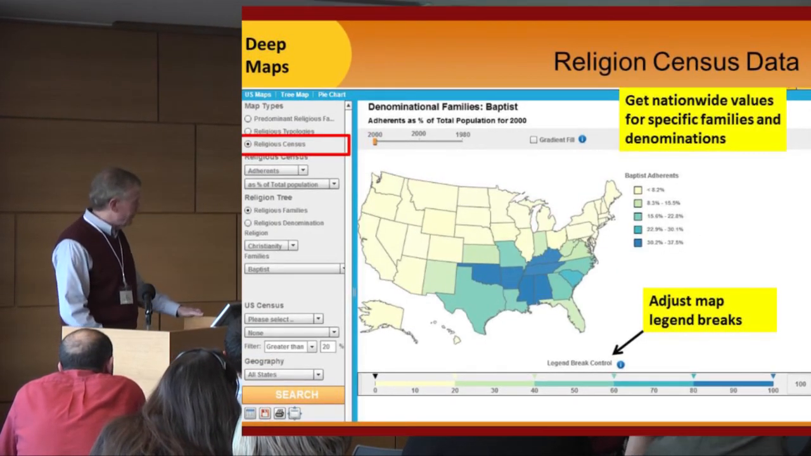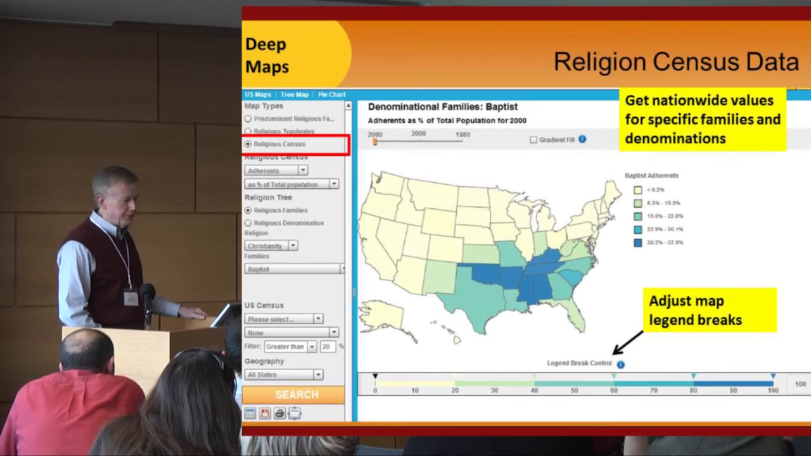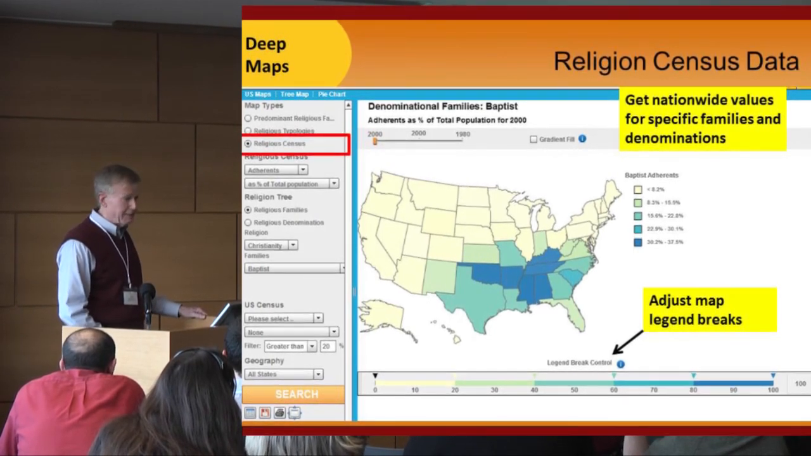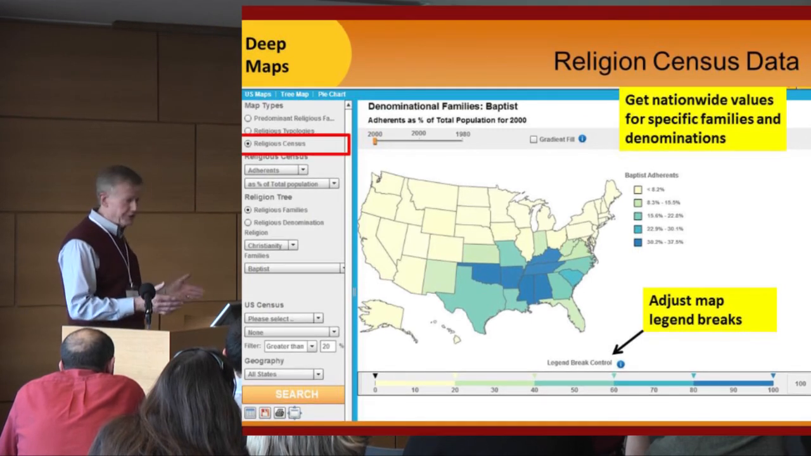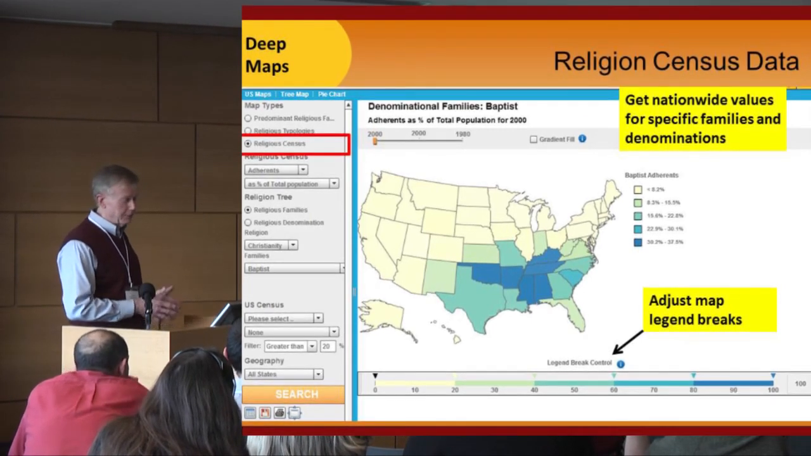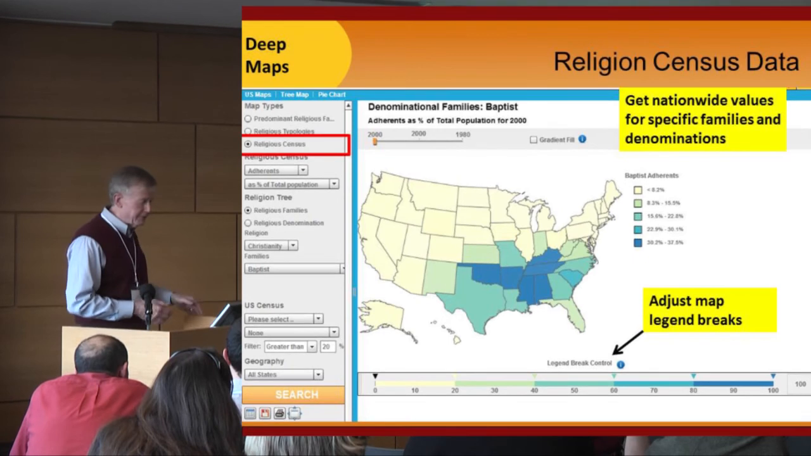We've also allowed the user to adjust the legend break. So if you don't like the legends that are provided automatically by the software, you can go in and adjust the legends to anything that you want. If you want to see quintiles or deciles or however you'd like to see that.